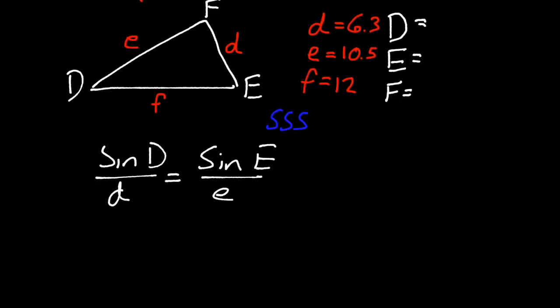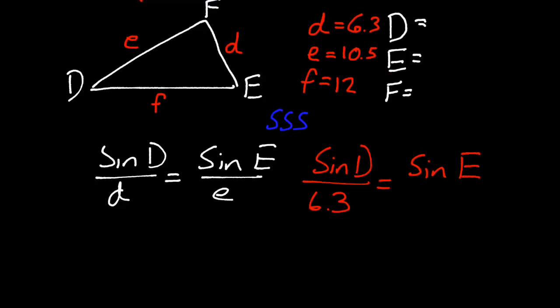If I set this up, I have the sine of D divided by 6.3, and that's going to equal the sine of E divided by 10.5. And hopefully you see the problem. I need to know one of these angles. Otherwise, I have two variables, and I don't have enough information. So we are going to have to use the law of cosines to figure out one of these angles.